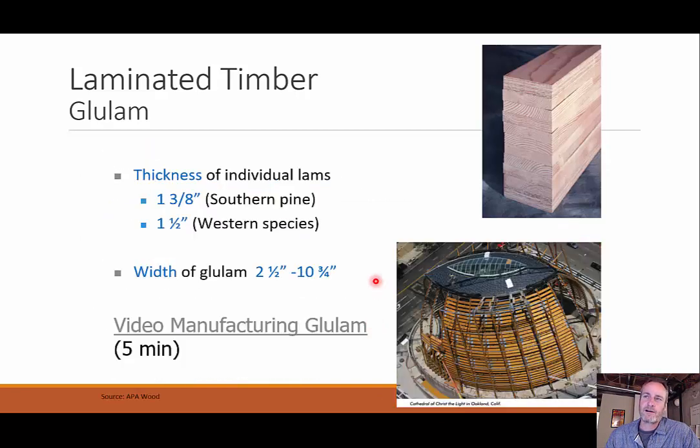So continuing on with this idea of glulams, like I said, this would be basically 1.5 inches thick, which is like a 2x4, and the width is about a 2x4, up to about 11 inches, right? Once again, here's a video you could watch of the process of actually making glulams. And in that video, it has Bob Vila from This Old House, so it's worth watching.